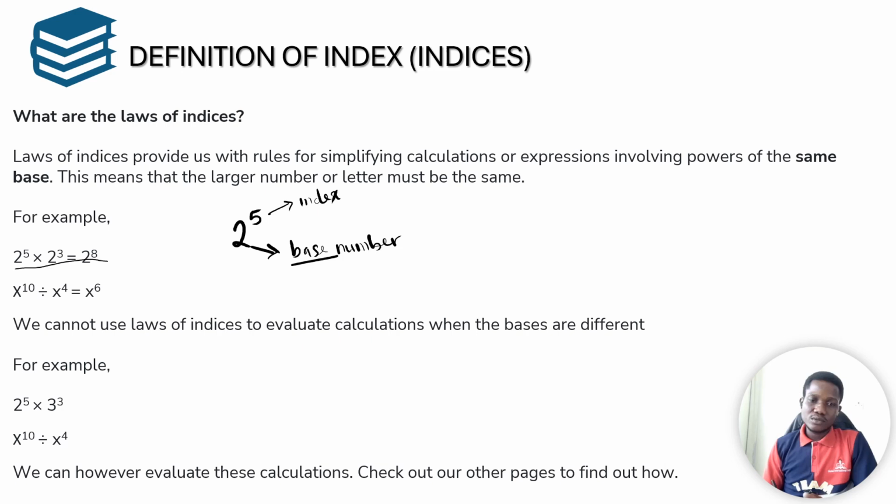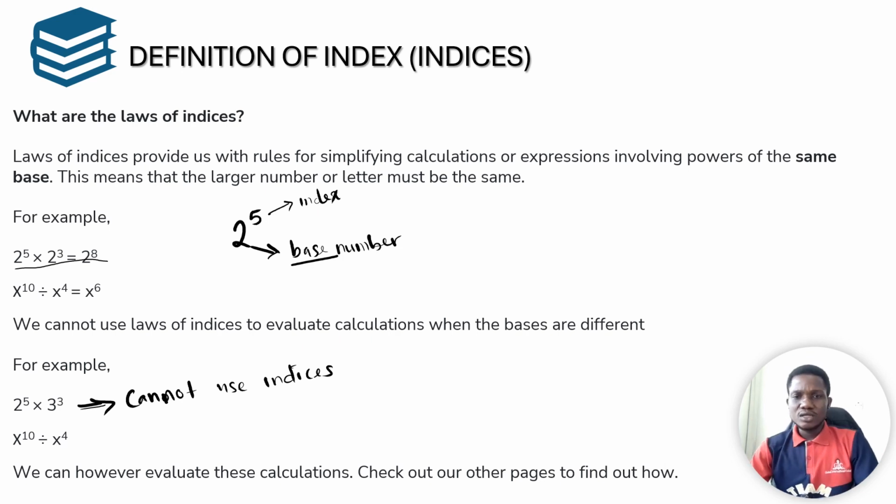An example of a calculation that has different bases is 2 to the power of 5 multiplied by 3 to the power of 3. In this case, we cannot use the laws of indices to solve questions like this, but that is workable with the other example you see down below. Now, let's just move on.